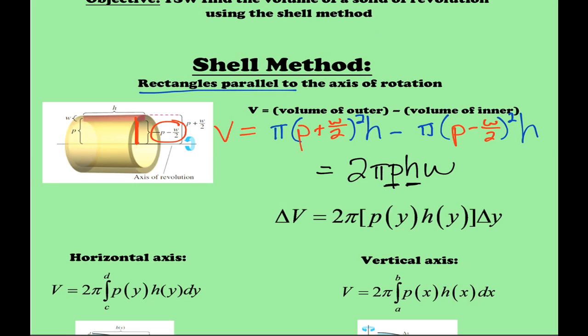H represents what? The little heights of your rectangles, right? How tall are they? And then W is the widths of your rectangles. How thick are they? If we have a whole bunch, an infinite amount of little shells, and we want to use it to help us find the volume of our solid, we're going to then integrate this.